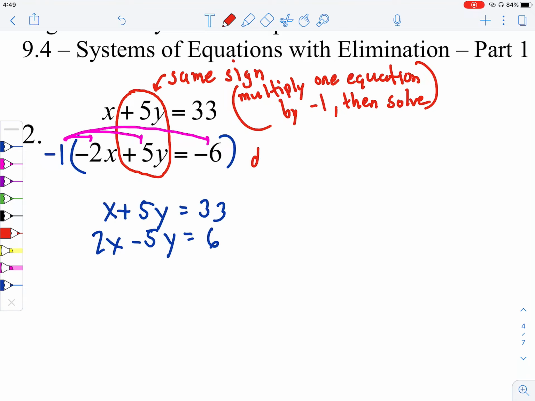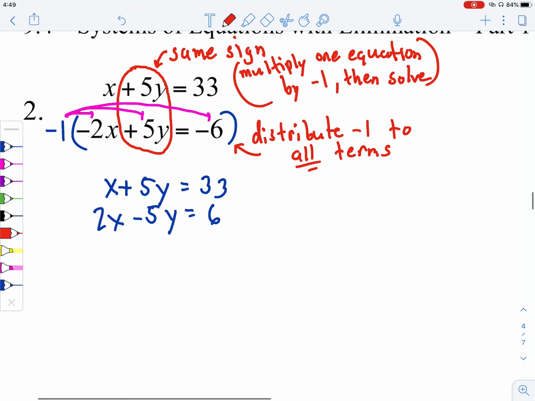All right, so remember that. So we're going to distribute -1 to all terms here. So remember, when we distribute, we write -1 to everything in the equation, both sides. Just multiply everything by -1. Now we can add, right? So we just add this, and it's going to eliminate. Your positive 5y and your negative 5y are going to eliminate.